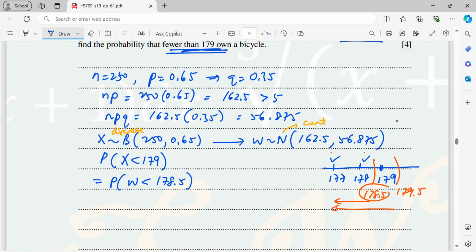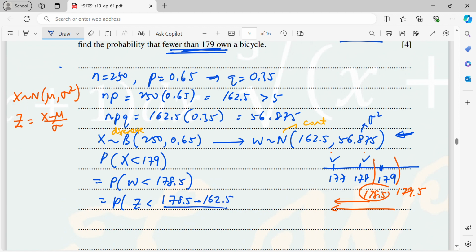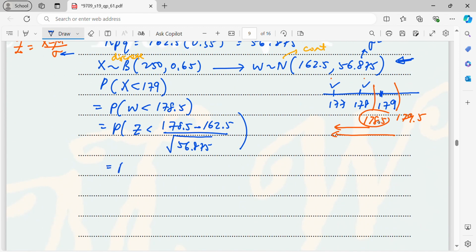Then after this, right now it is normally distributed, and again when you refer to the normal distribution formula, when we standardize it, it will be x minus mu over sigma. So which means now here I will be getting P(Z less than (178.5 minus the mean 162.5) over, remember this is your sigma squared, and now we need to divide by sigma. So that is the square root of 56.875. Okay, then now when you calculate, that will be P(Z less than 2.122).